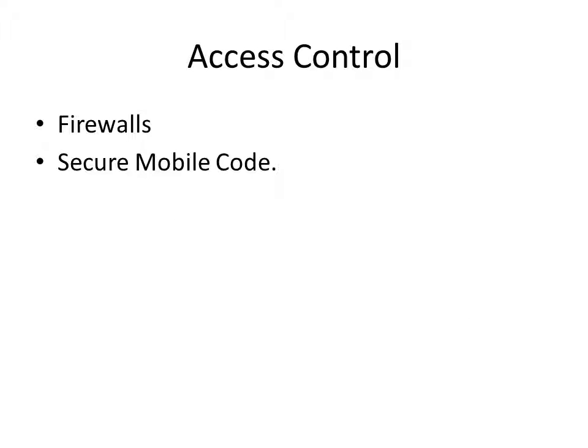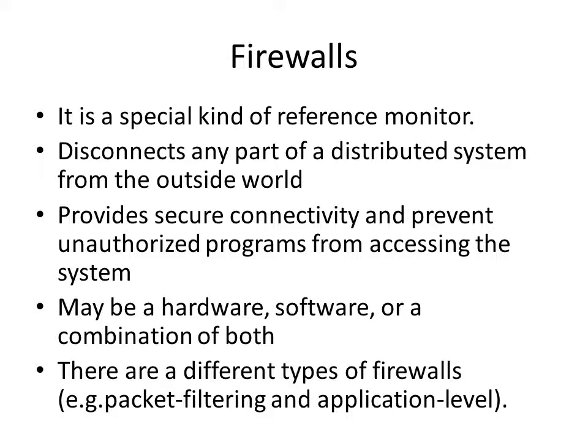Next is access control. Under access control we have firewalls and secure mobile code. A firewall is a special kind of reference monitor. It disconnects any part of a distributed system from the outside world. A firewall provides secure connectivity and prevents unauthorized programs from accessing the system. A firewall may be hardware, software, or a combination of both.